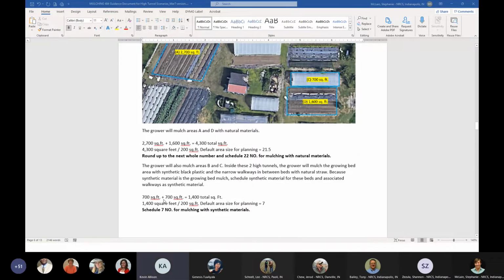Yeah, so the grower also knows that in their high tunnels, they're going to be using synthetic mulch. So realize that synthetic mulch and natural mulches are two different scenarios. So they will also schedule synthetic materials. In this case, it would be taking the area of both those high tunnels where they're going to be mulching, the area to be mulched, divided by 200, and you get the default area size for planting as being 7. So schedule 7 numbers for mulching with synthetic materials this year, and 22 numbers for mulching with natural materials.